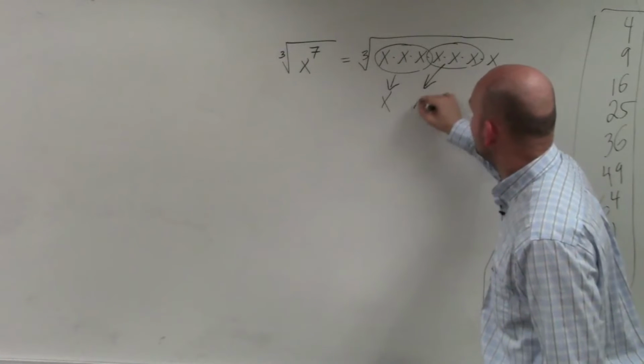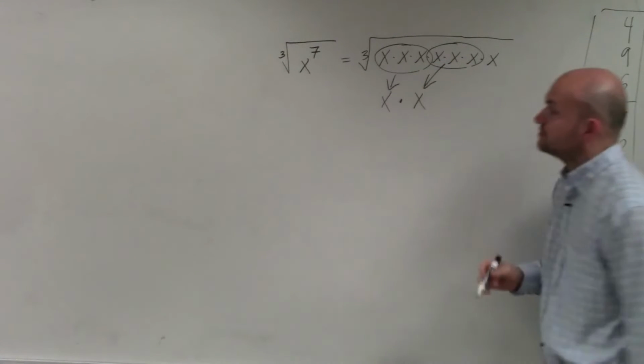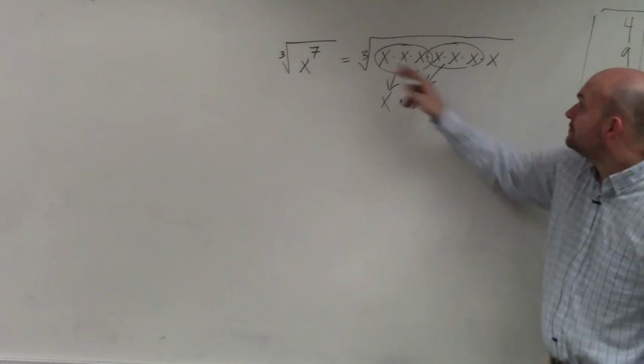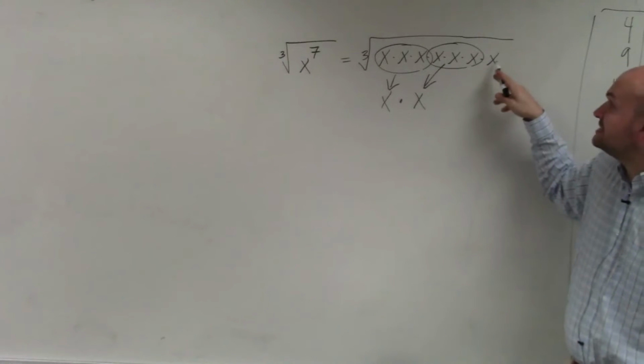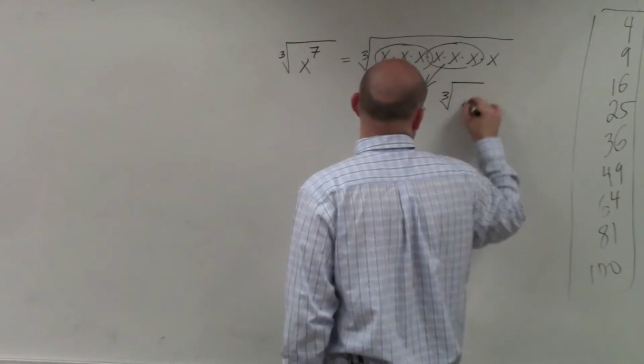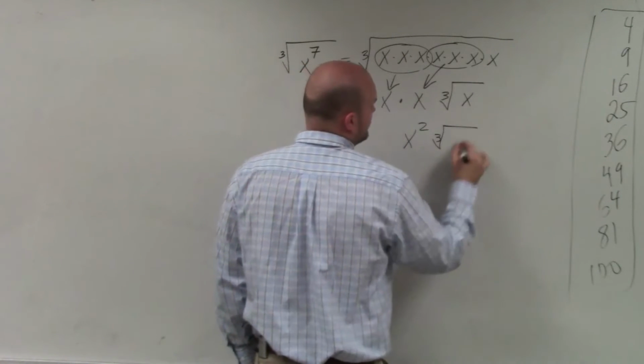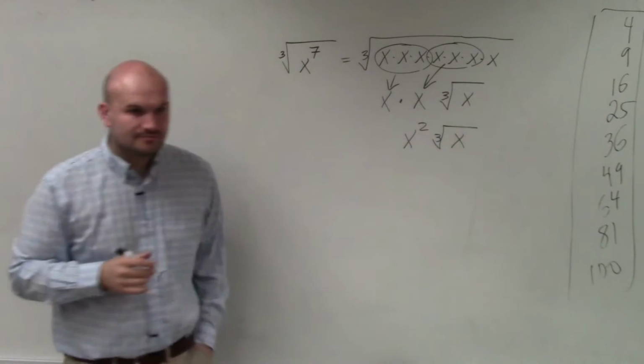Then this equals x times x. These are still separated by multiplication. And then I still have the cube root of 1 more x. But this x has to remain under the cube root. So it's the cube root of x. So your final answer, x times x is x squared, cube root of x.